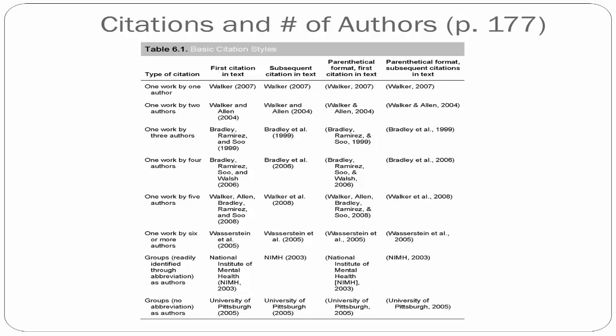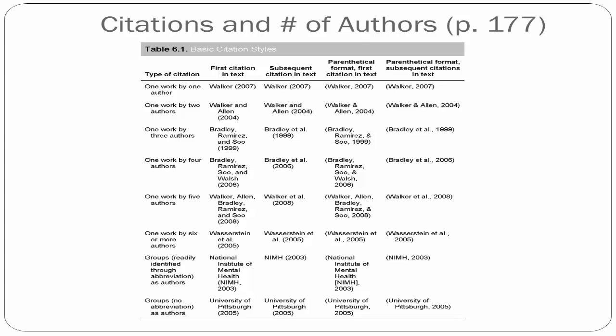On page 177 in the APA manual, it outlines the basic citation styles. And this is really helpful for when you are writing your papers. You can always go back to cross-check this table.